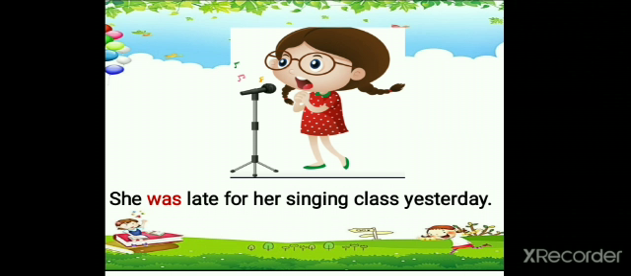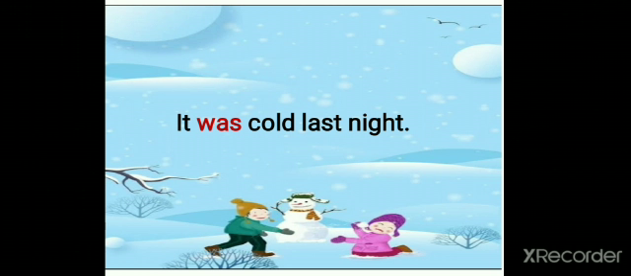The next sentence is, she was late for her singing class yesterday. Here, she is also a singular pronoun and yesterday refers to the past time. So, we will use was here. It was cold last night. Here, it is a singular pronoun and we are talking about past time. So, we will use was in this sentence.